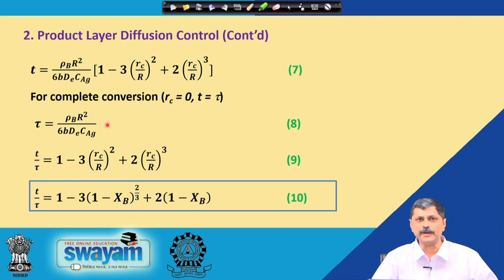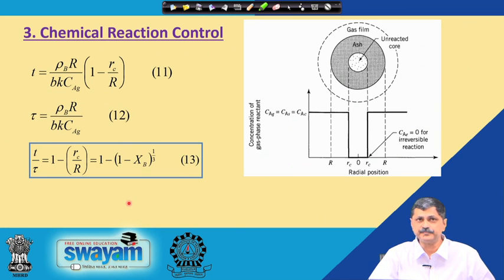R square. And then finally, we also derive the conversion versus time relationship. Here we find that it bears a nonlinear relationship between X_p and reaction time t.